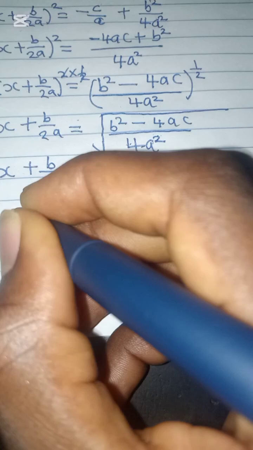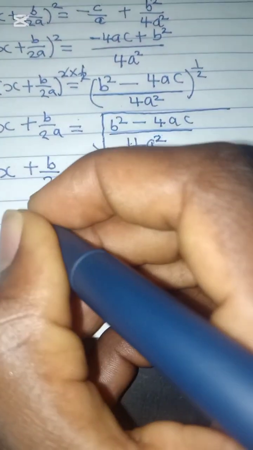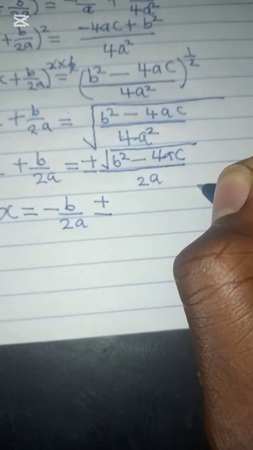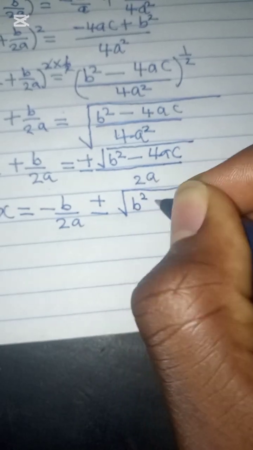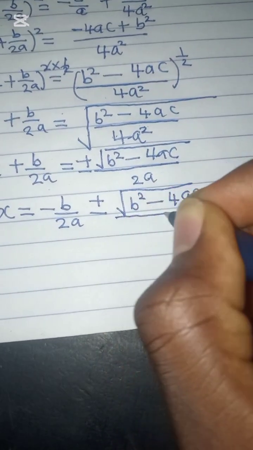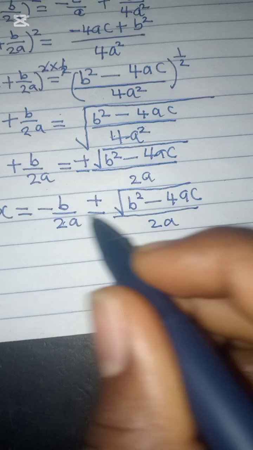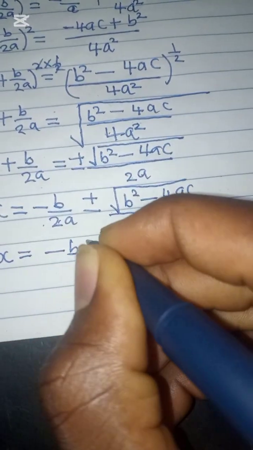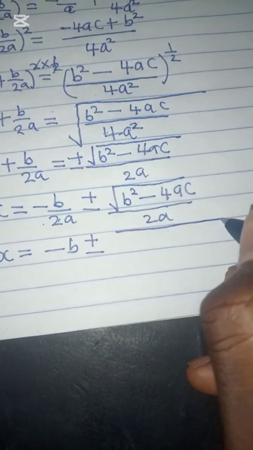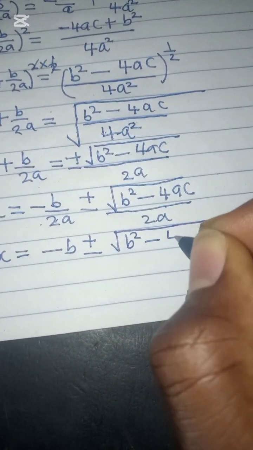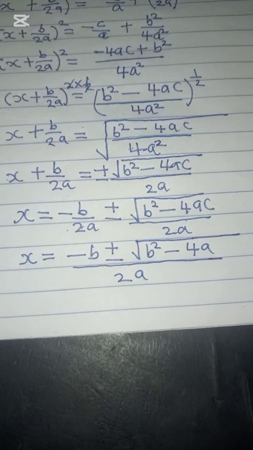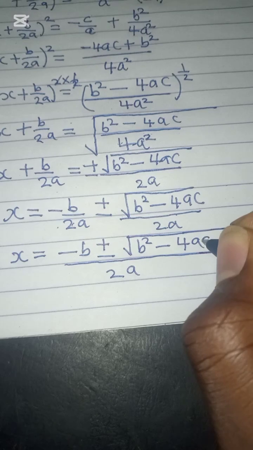Then the next step is we take this b all over 2a to the other side. Then we will have x is equal to negative b all over 2a plus or minus the square root of b squared minus 4ac all over 2a. Now, since these 2a are the same, then x is negative b plus or minus the square root of b squared minus 4ac all over 2a, and this is our quadratic formula.